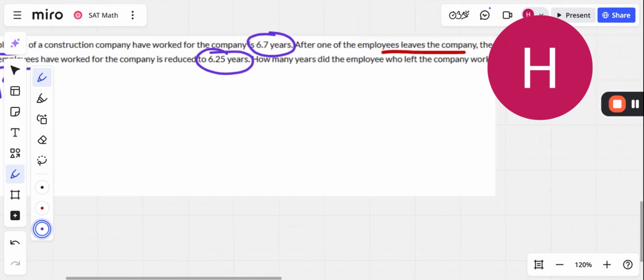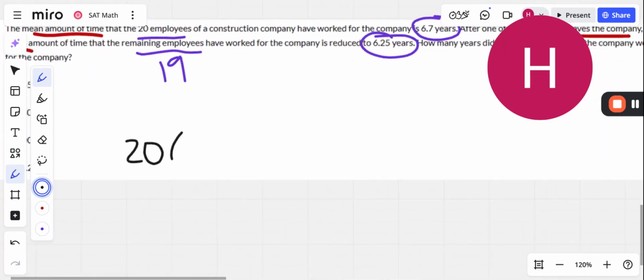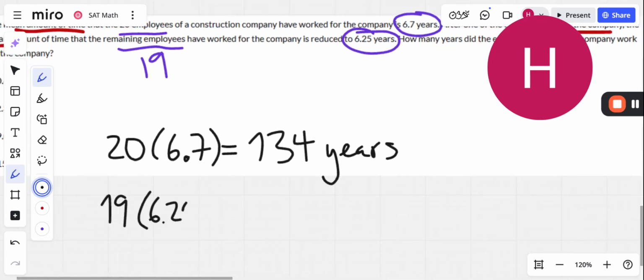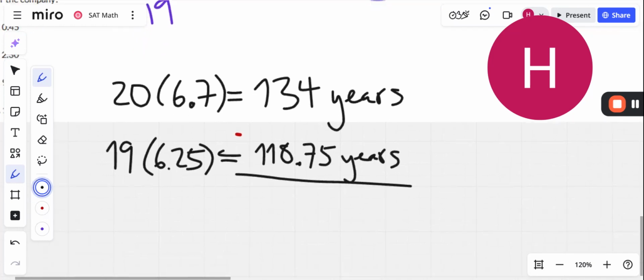All right, so we basically want to find out the reduction in total number of years worked. When we had 20 employees, the average was 6.7. And if we simply multiply those, we get 134 total years. But with the 19 remaining, if we multiply that by the average of those remaining 19, which is 6.25, we should get, let's see, 114 plus 4.75. I'm thinking we should get about 118.75 years. So that is without this one employee who worked for a while. And if we subtract those, we simply get about 15 years.